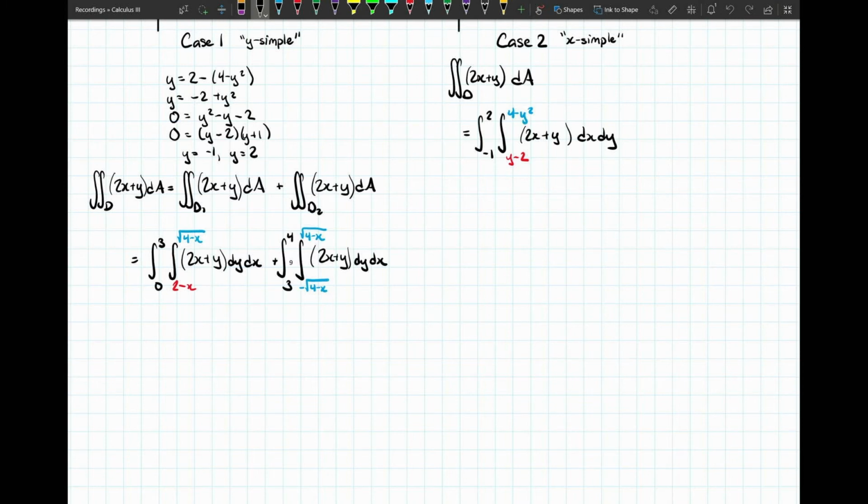Okay, the antiderivative of 2x is just going to be x squared, and an antiderivative of y with respect to x is going to be xy. We're just treating y as a constant, just like treating the 2 as a constant. We'll have to evaluate that from x equals y minus 2 to x equals 4 minus y squared.